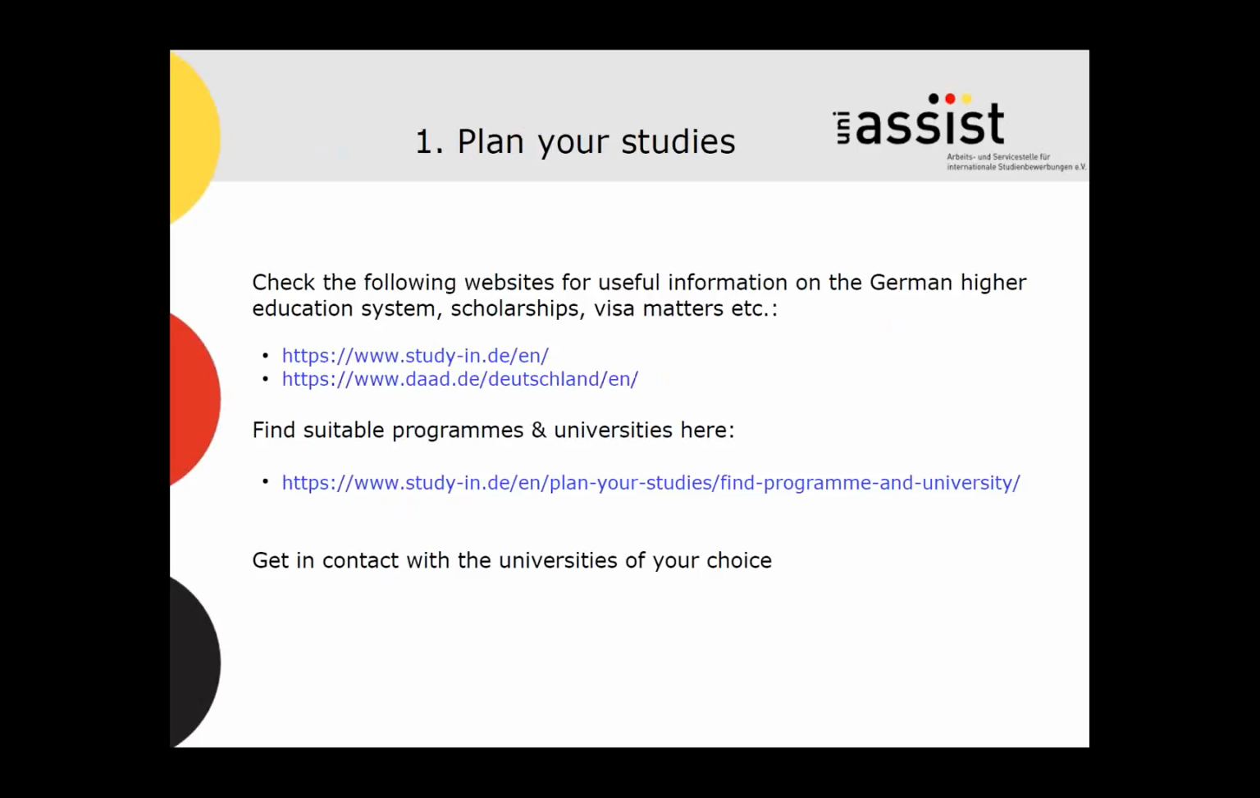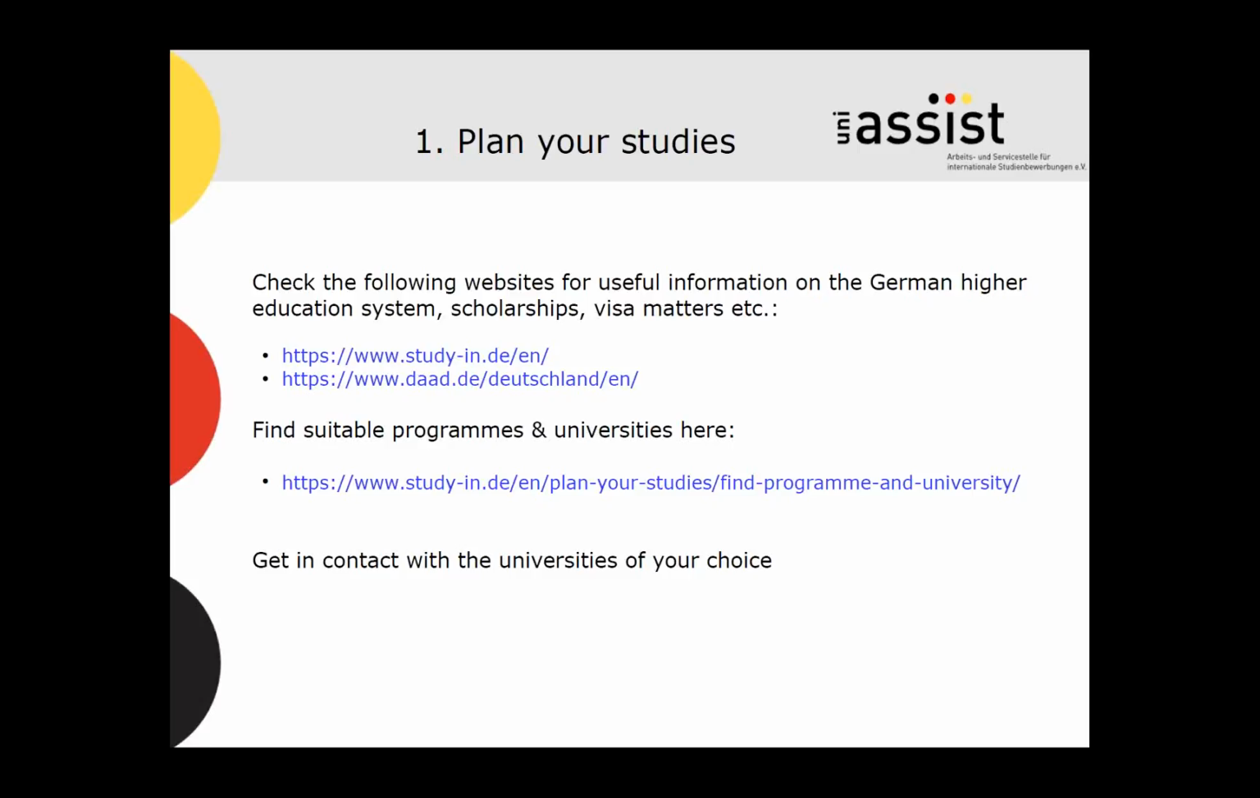In order to plan your studies, you can check the following websites for useful information on the German higher education system, scholarships, visa matters, and so on. We recommend two websites, studyin.de and the website of the German Academic Exchange Service. At Study-in, you can also find suitable programs and universities.